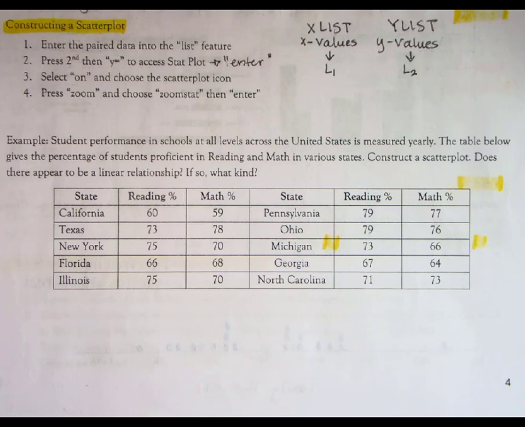In order to construct a scatterplot, you must first enter the paired data into the list feature. Typically, you will want to use list 1 and list 2. This is the default for most calculators, although you can use any lists that you want for your x and your y values. You just need to write down where you are placing them for future reference.